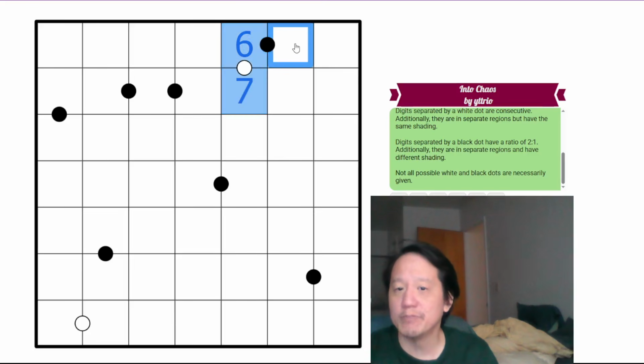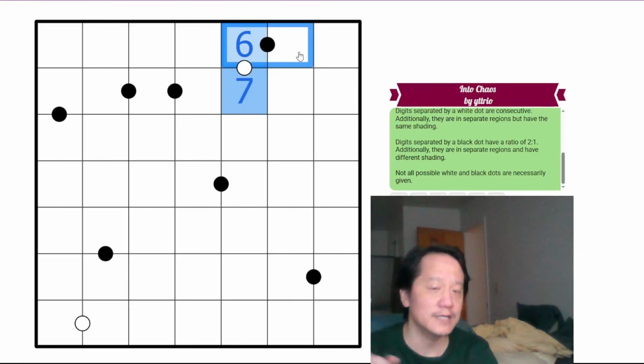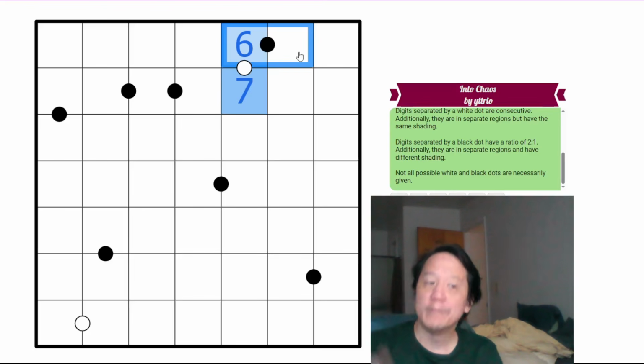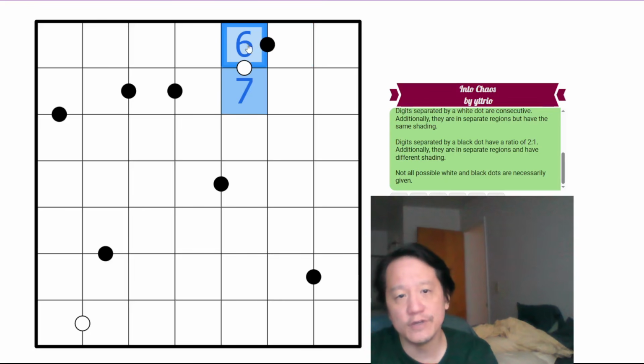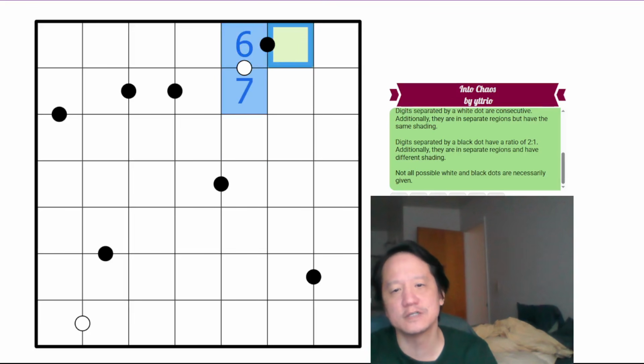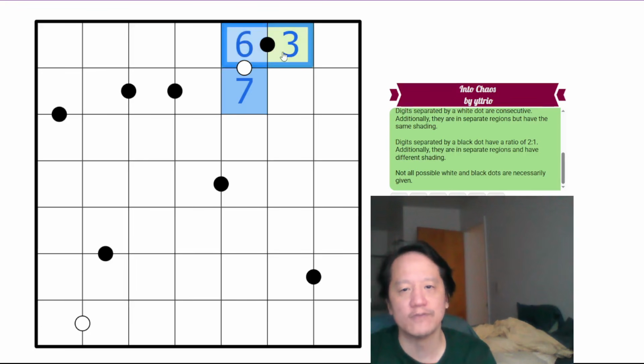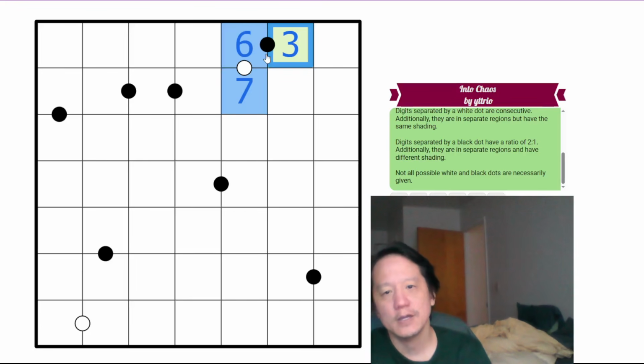Digits separated by a black dot have a ratio of 2 to 1, and additionally, they are also in separate regions, but have different shadings. So if, for example, this were shaded here, this would have to be unshaded here for that to work. And if this were 6, then this would have to be 3, because they have to be in a 1 to 2 ratio, because they have a black dot between them. Not all possible white and black dots are necessarily given. Anyways, those are all the rules.